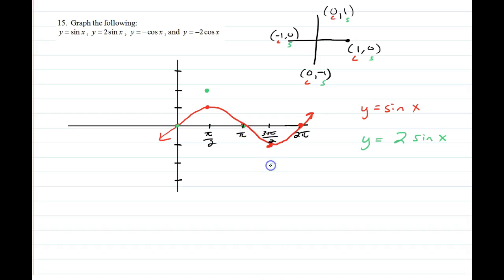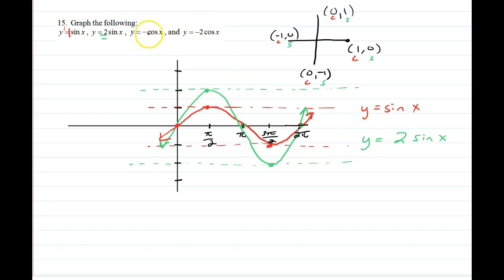0, -2, 0. So this 2 represents our amplitude. That's going to be our ceiling, our floor, whereas this one had a 1 in front, so it means from the middle we went up 1 and down 1.